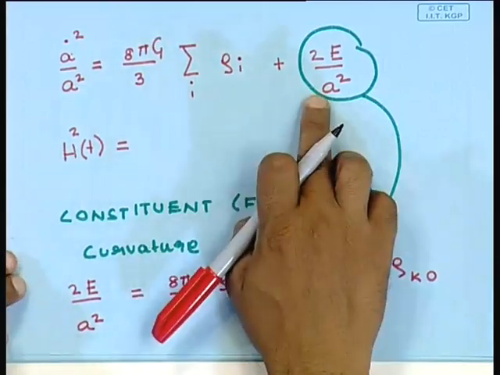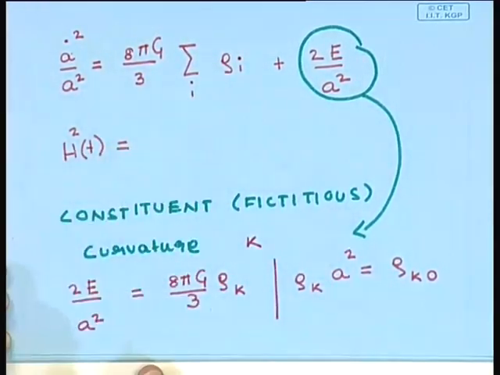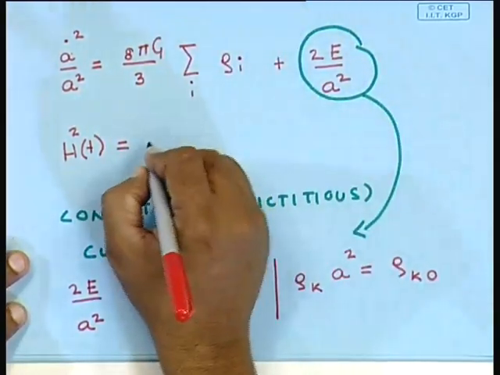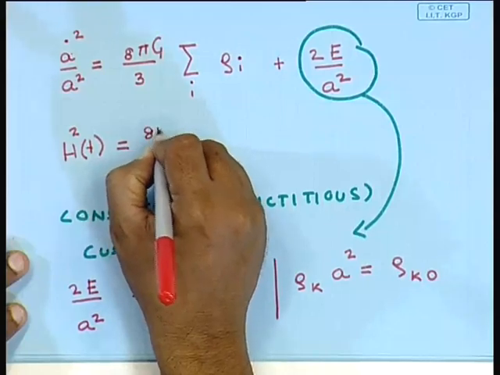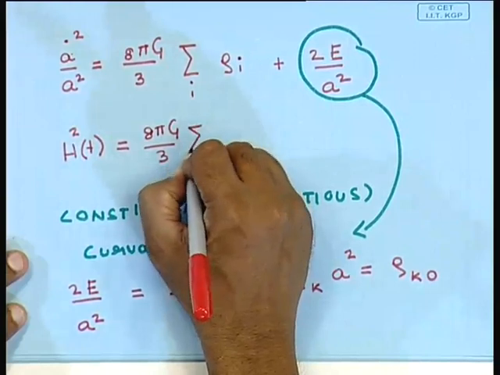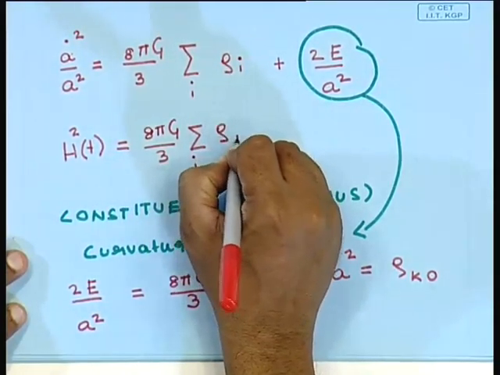So, if we incorporate this into this term as an extra component, we can write this whole thing as 8 pi G by 3 into the sum over i of rho i.